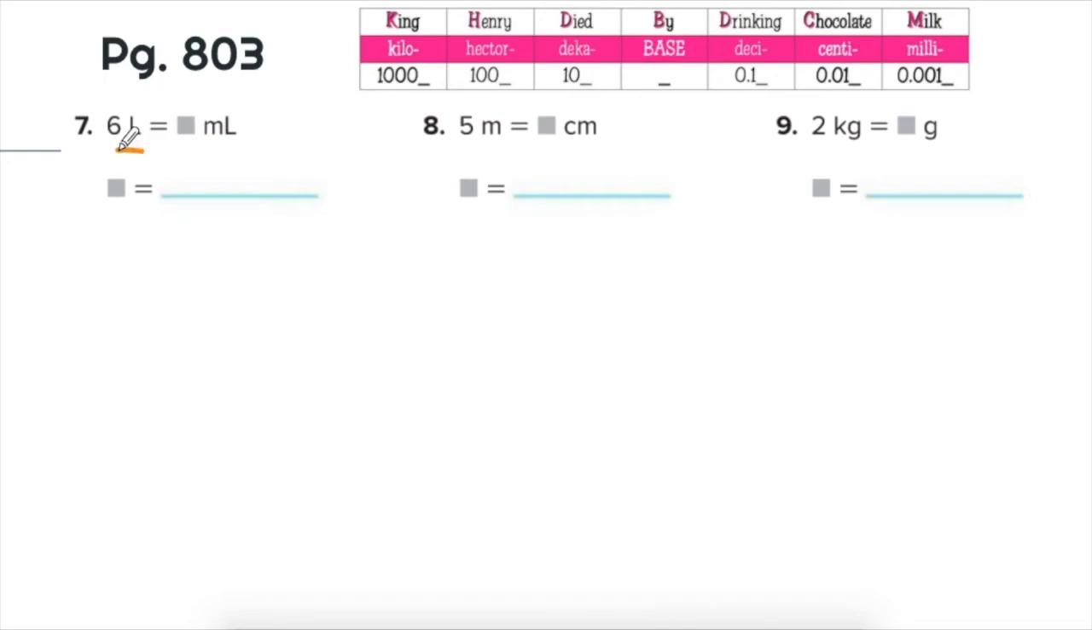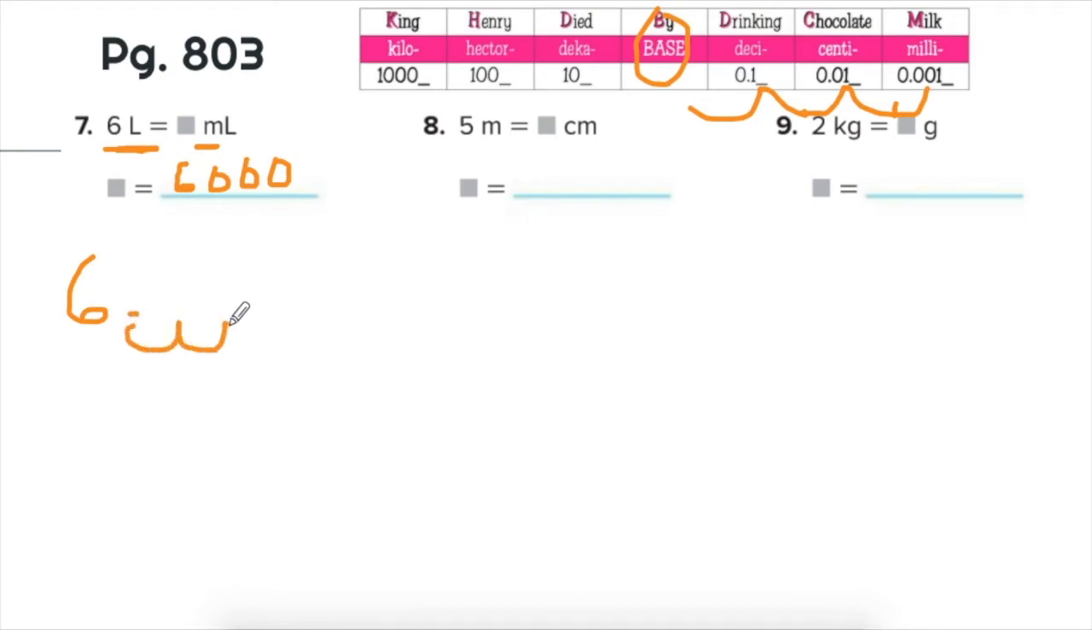So we're taking a look at 6 liters. Well, liters is my base, and I'm moving 1, 2, 3 over to get to milliliters. There's that M. Well, that's going to be times 10. That's times 100. This is going to be times 1,000. So 6 times 1,000 is going to be 6,000. Or if I wanted to use my decimal jump, I can say, well, it's 1, 2, 3. 6,000. I got the same thing.